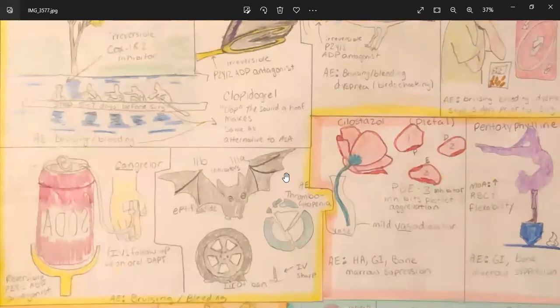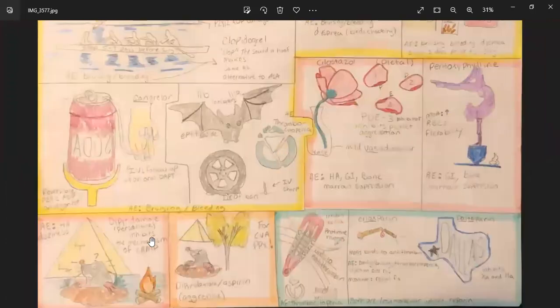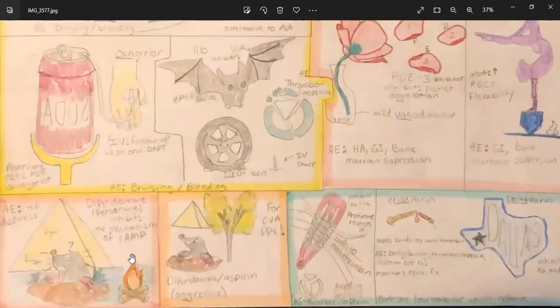I'm going to skip around because not all of these were mentioned. Dipyridamole and then dipyridamole plus aspirin are important. So we have a mole. He's by a pyramid. So that's your dipyridamole. And he's by a campfire because it inhibits cyclic AMP, campfire, cyclic AMP. And so the MOA for this one is just that plus whatever aspirin's MOA is, and that is for CVA prophylaxis.